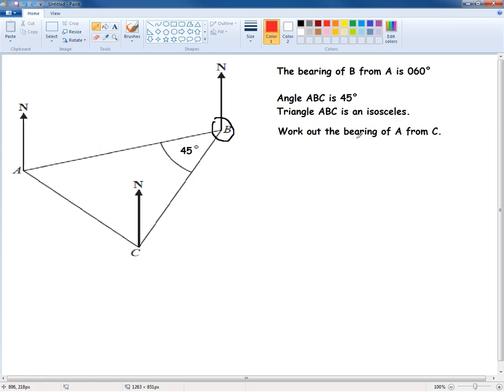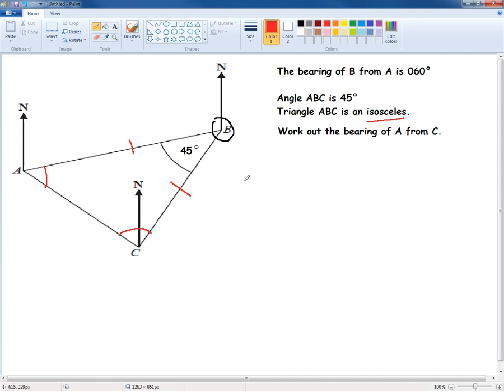Now they want us to work out the bearing of A from C. So the bearing from point C here to point A there, the bearing of this line going in this direction. Okay, that's what they're asking us. So the first thing I would look at is this word here, isosceles. Isosceles, as we described before, means these two lengths here in this particular case are the same, which means that angle there and that angle there are going to be the same.